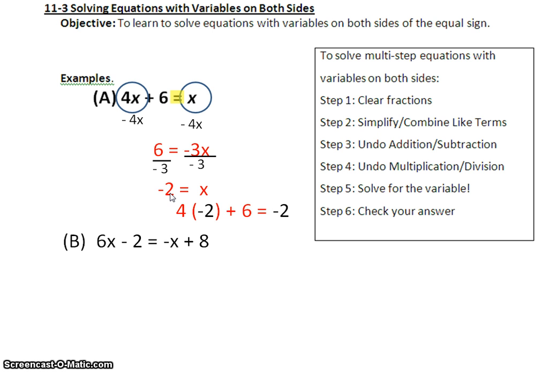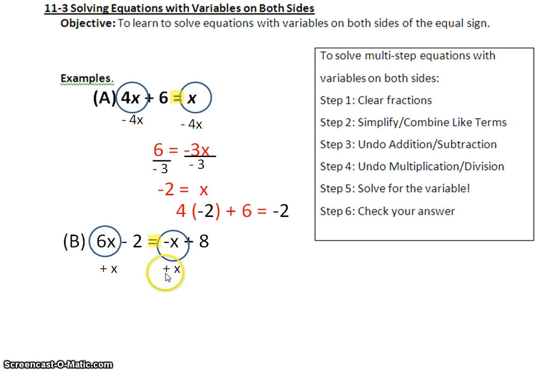In example B, I have 6x minus 2 equals negative x plus 8. There are no fractions to clear, so we need to combine like terms. On the left-hand side, I see 6x. On the right-hand side, I see minus x. But there's an equal sign separating those. That means I need to eliminate one of those in order to move it to the other side. On the right-hand side, it's minus x. I could add x, as long as I add x to the left-hand side.